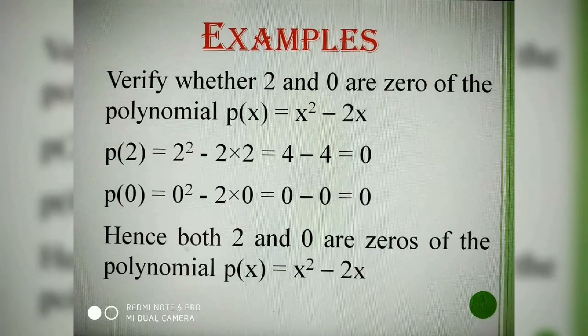Some examples: verify whether 2 and 0 are the zeros of the polynomial p of x is equal to x square minus 2x. To verify this, we have to find out p of 2 and p of 0. If they are 0, then these are the zeros. So p of 2 we have found is equal to 0, and also p of 0 became 0. So this implies both 2 and 0 are zeros of the polynomial p of x is equal to x square minus 2x.